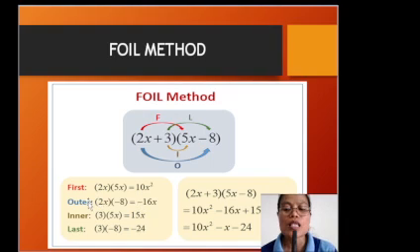And the outer terms, we have 2x times negative 8, which is equal to negative 16x. And the inner terms are 3 and 5x. You multiply them, that is 15x. And 3 times negative 8 is equal to negative 24. So the final product for this, we have 10x squared minus x minus 24. It becomes minus x at the middle term because we combine negative 16x and 15x because they are like terms. So negative 16 plus 15 is negative 1x. So the final product is 10x squared minus x minus 24.